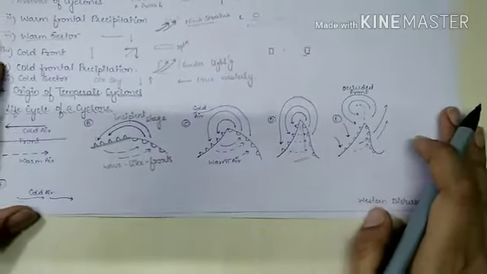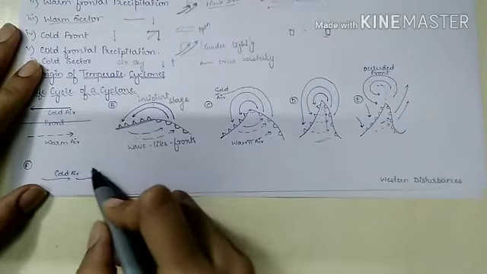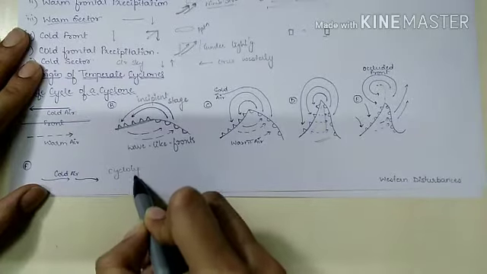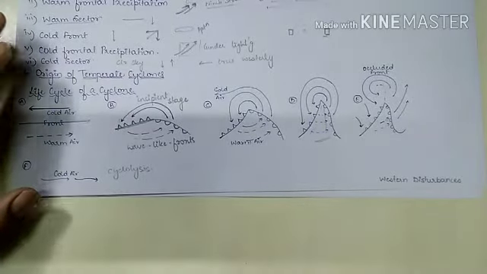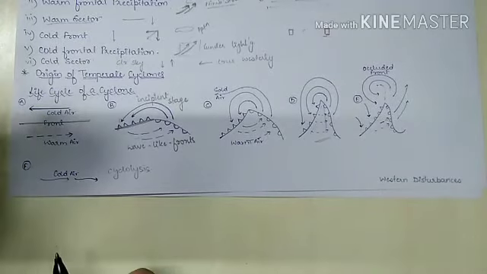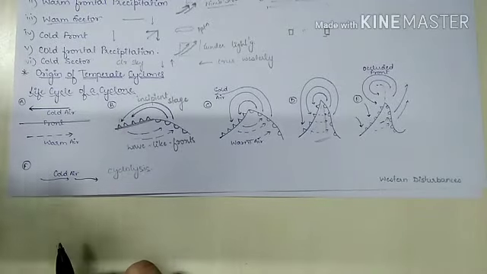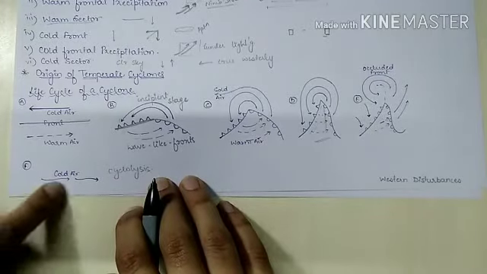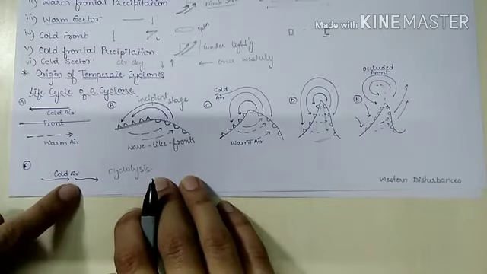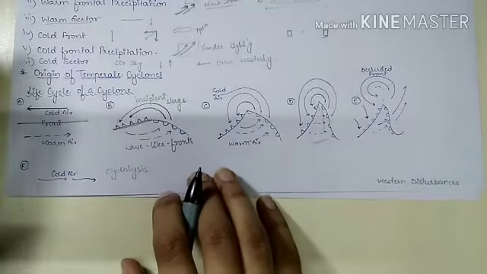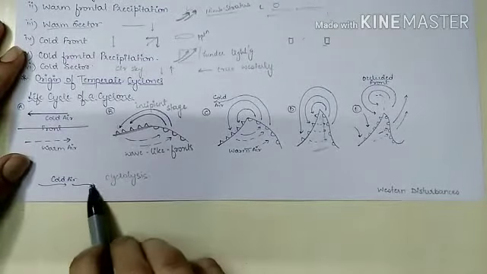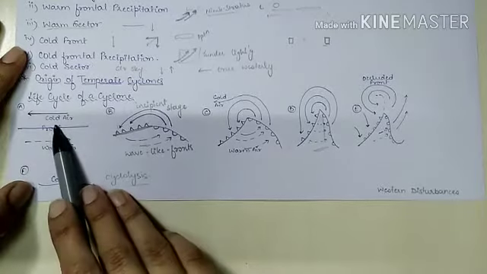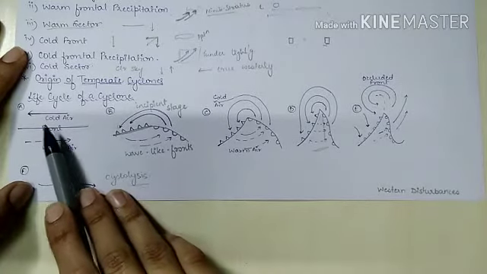And at last, in the sixth stage, it is also known as the cyclolysis stage. Here the warm sector has completely disappeared, and ultimately the cold air takes the place of the warm air, so the territory is occupied by cold air, and ultimately the cyclone dies out. This process is known as cyclolysis, while the earlier process is known as cyclogenesis.